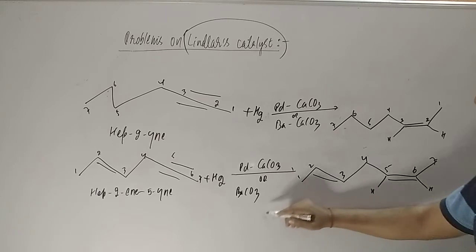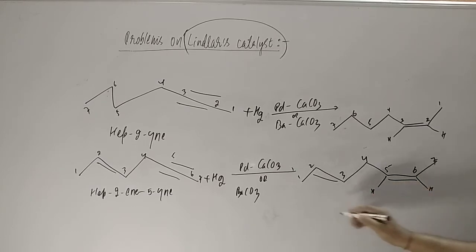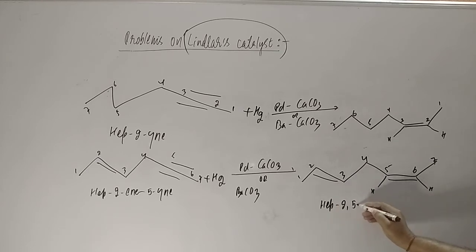Now you don't have to number here, you have to number from this side student. No, that is okay, there is no branching, right? So any direction you can number, it will be the 2 only. So you can write that is hept, here will be 2 comma 5, it will be diene, you know, hept 2 comma 5 diene student.